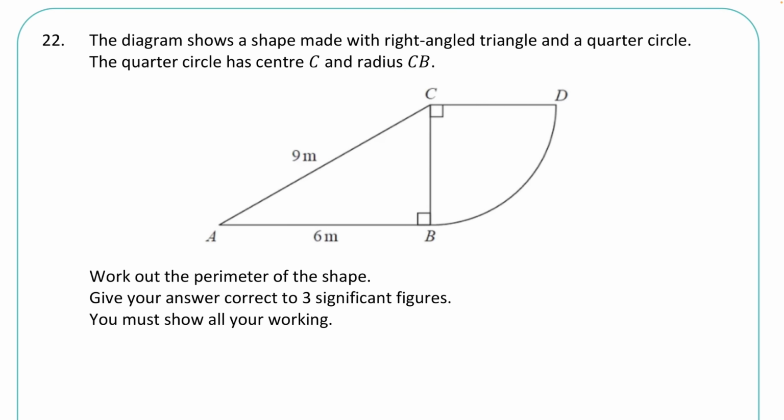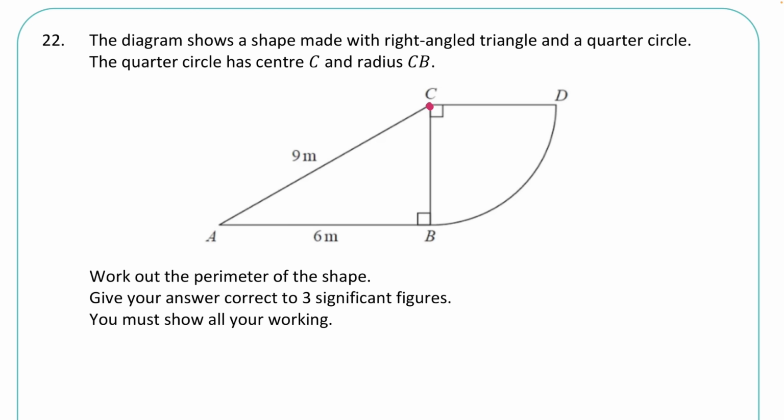Okay, so question 22, we have a right angled triangle and we have a quarter circle. It says the quarter circle is centre C and radius CB. So this point here is the centre of the circle, so it is a circle sector. It says work out the perimeter of the shape and give your answer correct to 3 significant figures, and you must show all your working.